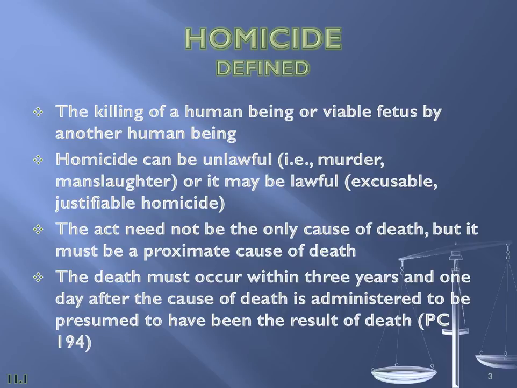And the killing, the unlawful homicide, must be either the result of an affirmative act, an omission to act, meaning the failure to act, or criminal negligence. And we'll talk a little bit more about that in a few minutes. Although the act need not be the only cause of death, it must be what they call proximate cause or direct cause, and the death must occur within 3 years and 1 day after the cause of death is administered, or it will be presumed that the death did not result from that actual act, if that makes any sense. And that's under Penal Code 194. So an interesting set of circumstances that they have here.